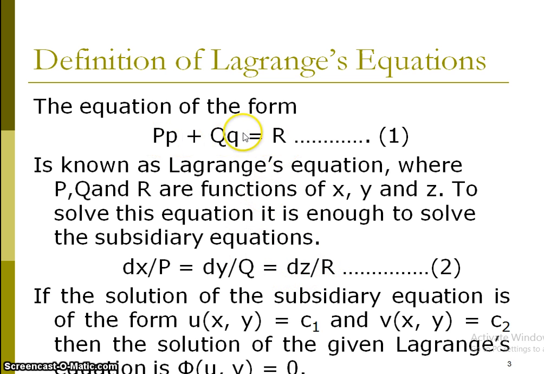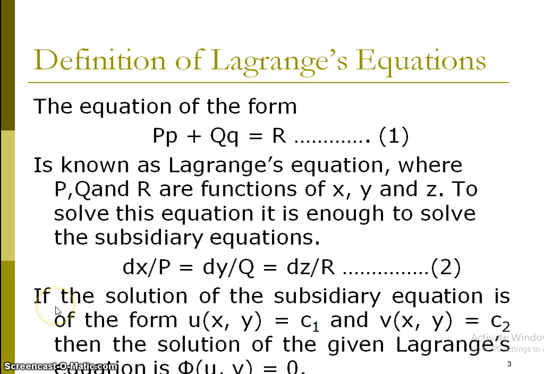First we write equation number 1, Pp plus Qq equal to R. Next, equation 2, the subsidiary equation, is dx by P equal to dy by Q equal to dz by R. Capital P, capital Q, capital R; small p and q are the suffixes here.